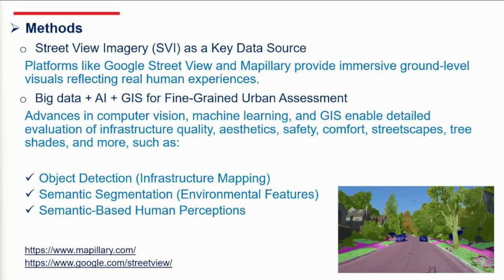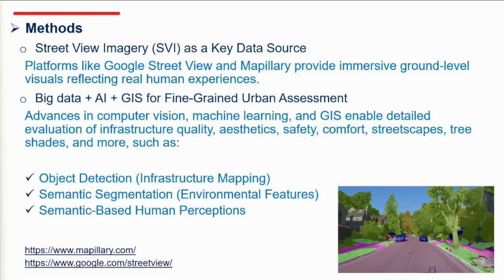So for the methods, we have a lot of free Street View imagery. Google Street View imagery has a license. However, there are approaches or avenues: you can download the Google Street View imagery or sign a license with Google to get some Street View imagery. And Mapillary is a platform that provides free Street View imagery. I will show you in the following slide.